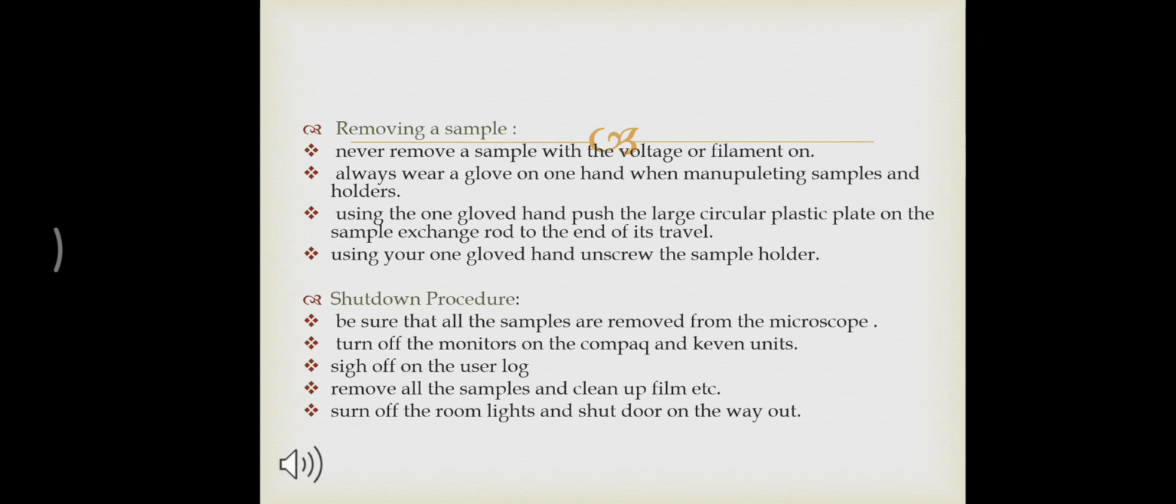Sixth, shutdown procedure. Be sure that all the samples are removed from the microscope. Turn off the monitors on the compact and cabin units. Sign off on the user log. Remove all the samples and clean up film, etc. Turn off the room lights and shut the door on the way out.